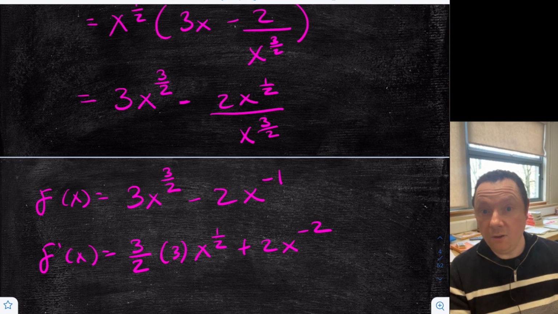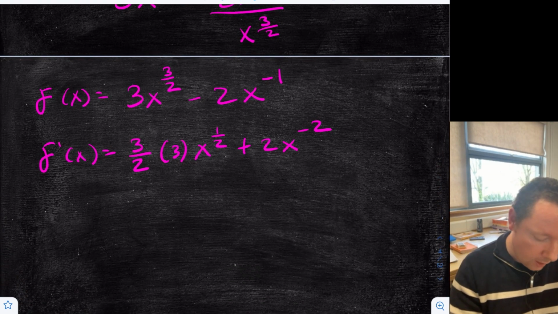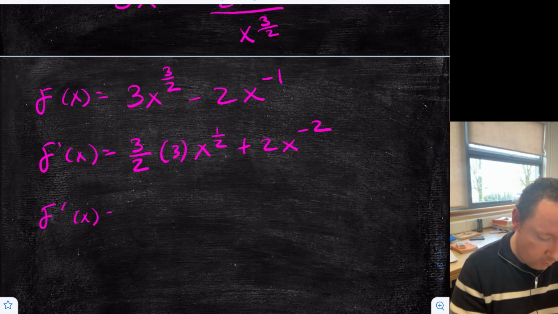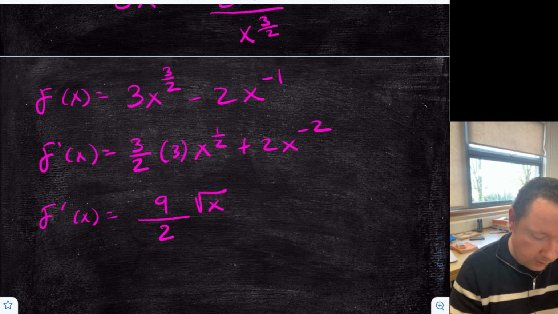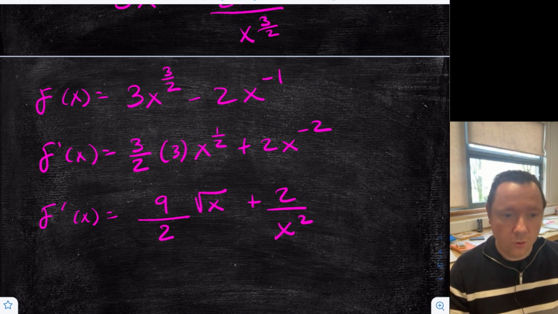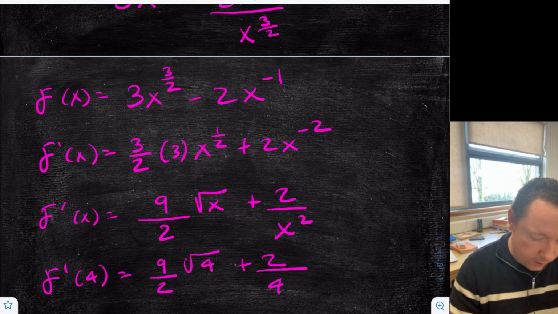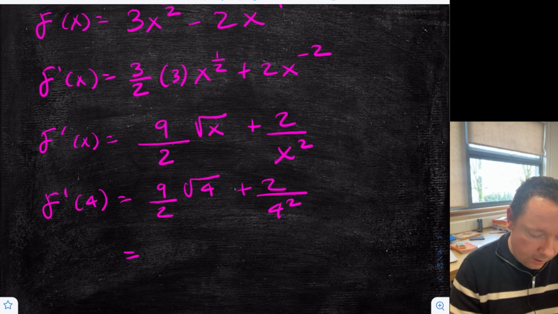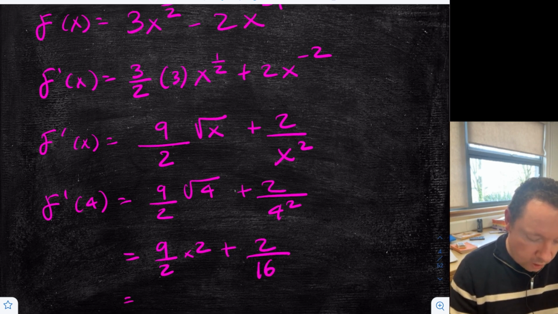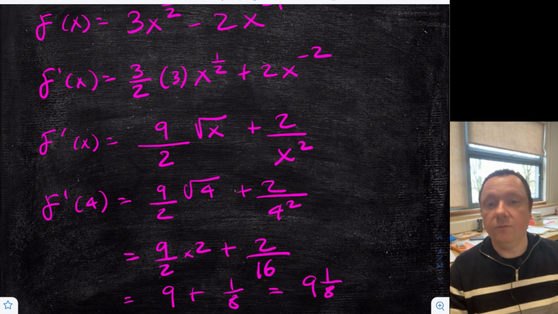Tidying that back up, because it was a non-calculator question, so we can substitute 4 in. We'll get f dash x is equal to 3 3s are 9 over 2 root x, x to the half, plus 2 over x squared. So now we need to substitute 4 in, so f dash 4 is equal to 9 over 2 root 4 plus 2 over 4 squared. That's 9 over 2 times 2 plus 2 over 16. That's just 9 over 4 plus an eighth. So we can just write 9 and an eighth if we want as our final answer.